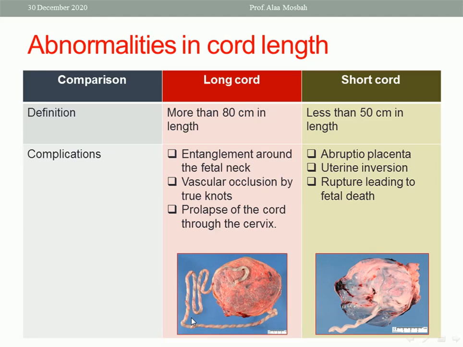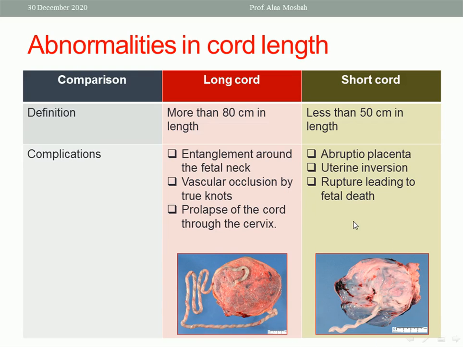Maybe forming true nodes. Maybe prolapse after rupture of membrane through the cervix, and the prolapsed cord is an emergency situation causing fetal distress and maybe intrapartum death.